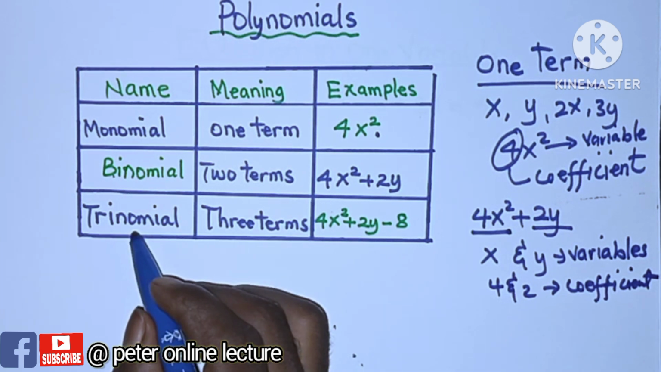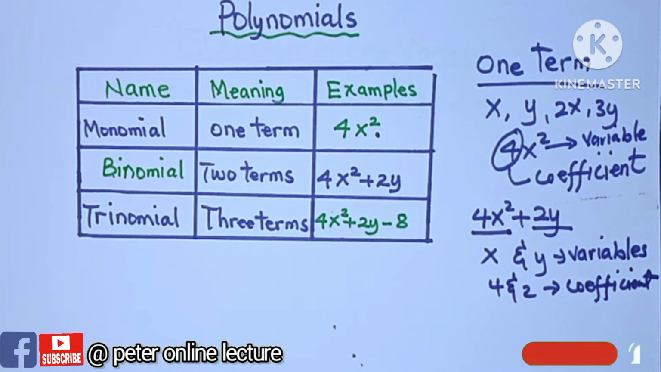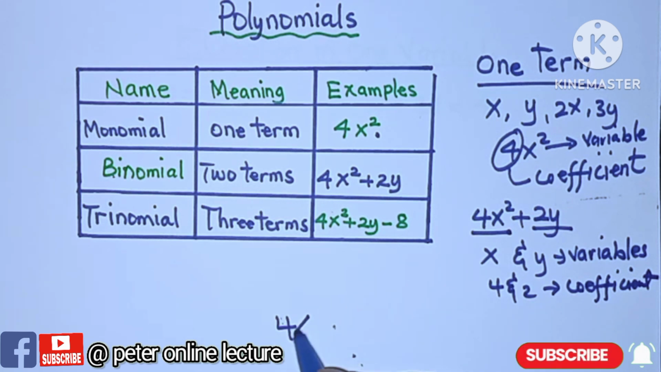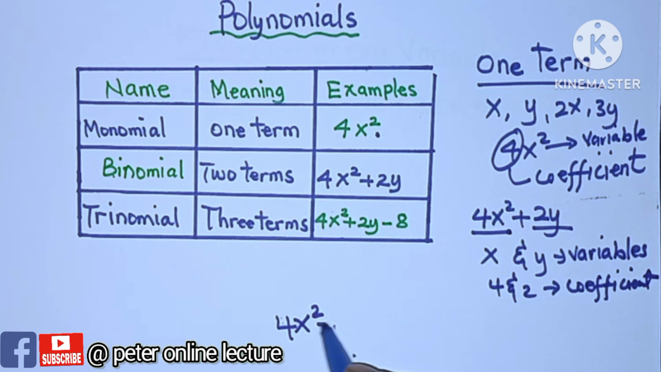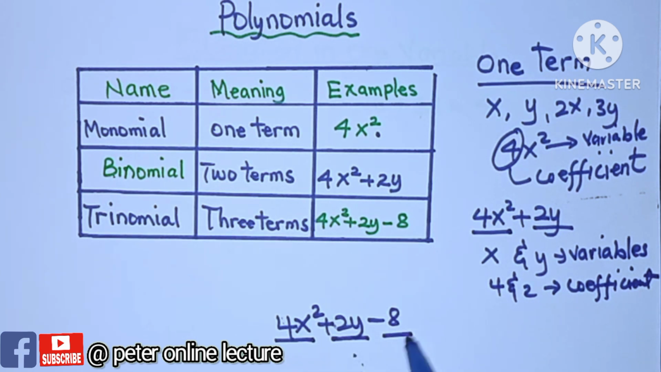Now, looking at the last one here, also is trinomial. Trinomial, looking at it here carefully, you have 4x squared plus 2y minus 8. Looking at it now, you have the first portion, you have the next portion, and you have the third portion. So you have portion 1, portion 2, and portion 3. So this constitutes trinomial. That's three terms.